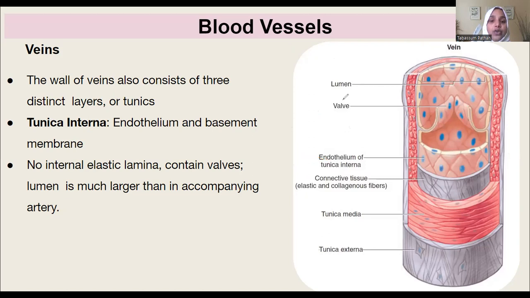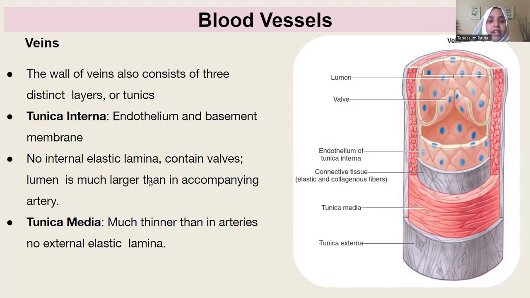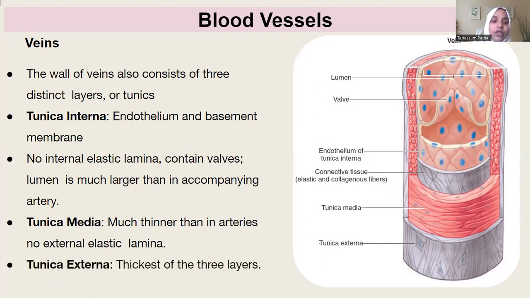So in veins, to do that, valves are there, and the lumen is much larger than the artery. Okay, and then the middle layer is thinner. In artery, the middle layer was very thick. Why thick? So that the diameter becomes narrower and the blood flows under pressure. Here the lumen is wide because the tunica media is thin, so the blood is flowing at a comparatively relaxed state. No elasticity as such, and the tunica externa is the thickest of all the three layers that we have discussed. Okay, so this is about the veins.